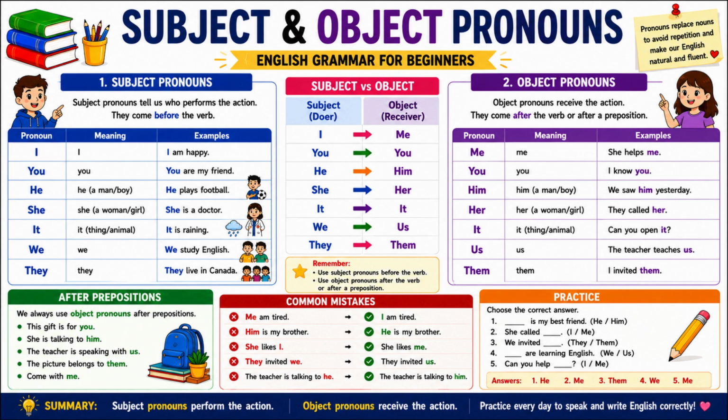Conclusion. Excellent work! Now you know how to use subject pronouns and object pronouns correctly in English. Practice by making your own sentences using both types of pronouns. The more you practice, the easier it will become to speak and write English naturally.